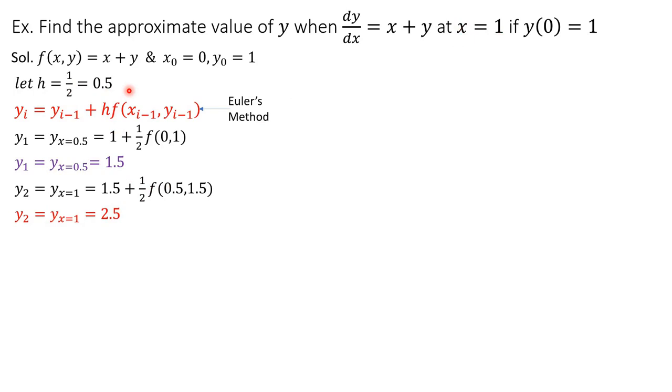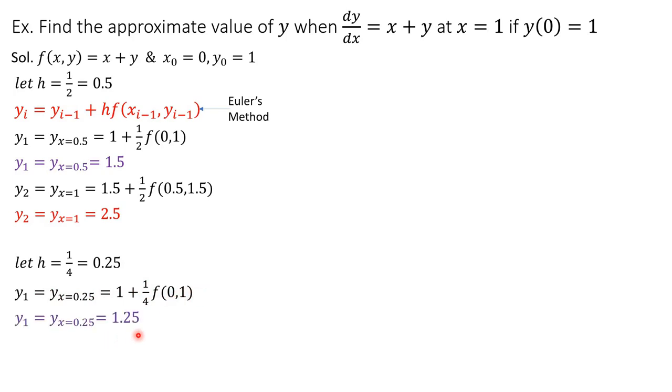Now let us change this value of h. Okay, let us take h is equal to 0.25. Now here we need to perform 4 iterations and then we will get the value of y at x is equal to 1. But as this value of h is smaller than the previous value, we'll get a more approximate answer. Let's solve it. So y1, that is y at x is equal to 0.25, will be y naught, plus 1 by 4, that is h, into f evaluated at x naught y naught, which is 1.25.